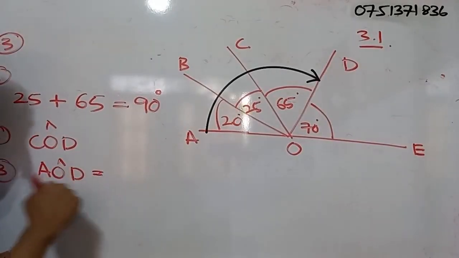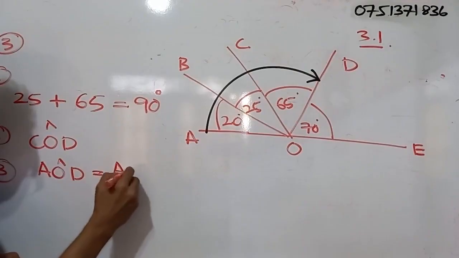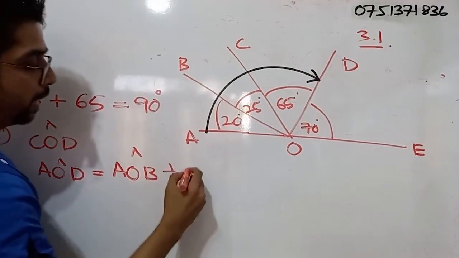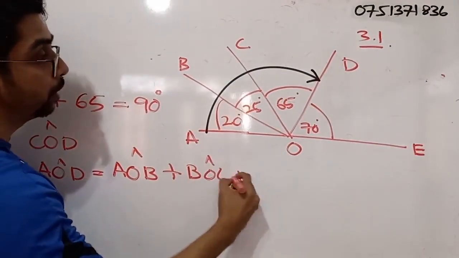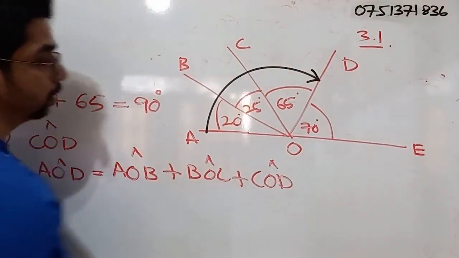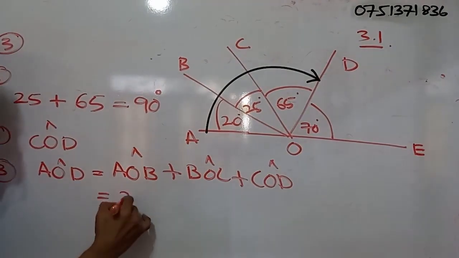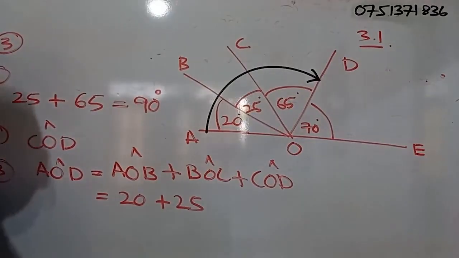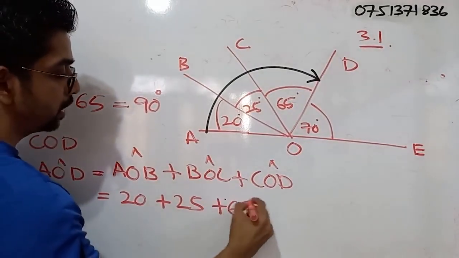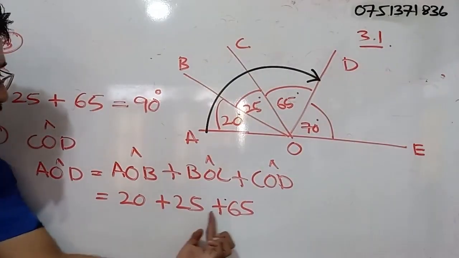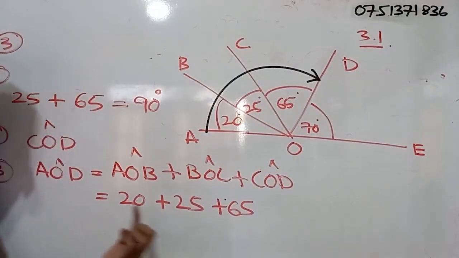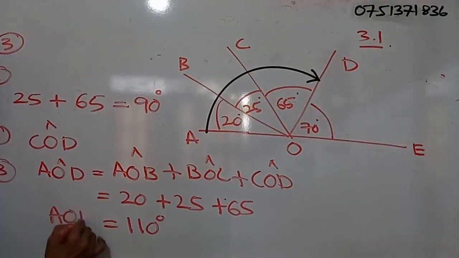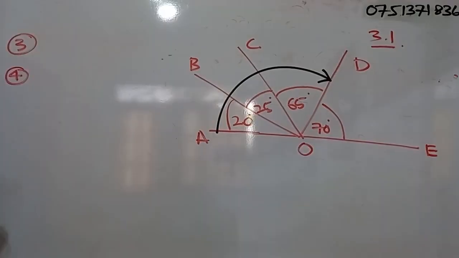AOD consists of what? We have AOB angle, then BOC angle, then COD angle, right? So AOB is 20, BOC is 25, then COD is 65. So 25 plus 65 is 90, 90 plus 20 is 110 degrees. AOD is 110.